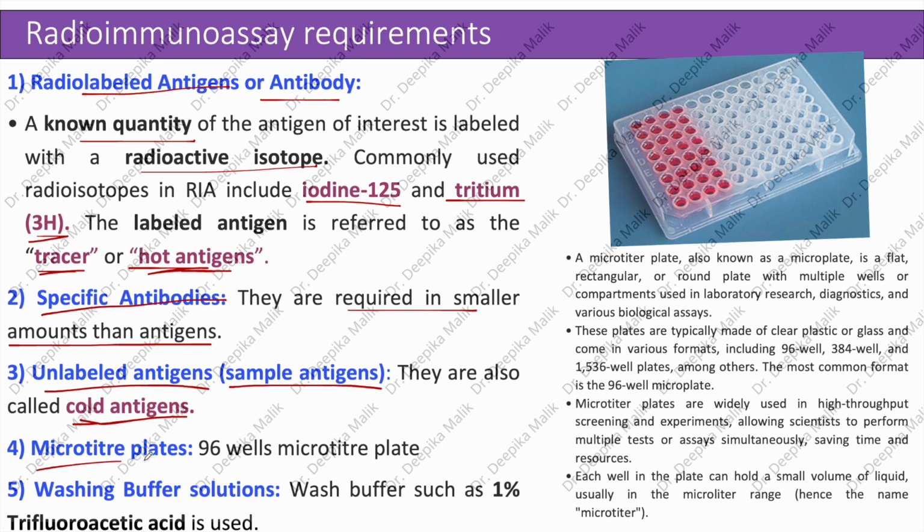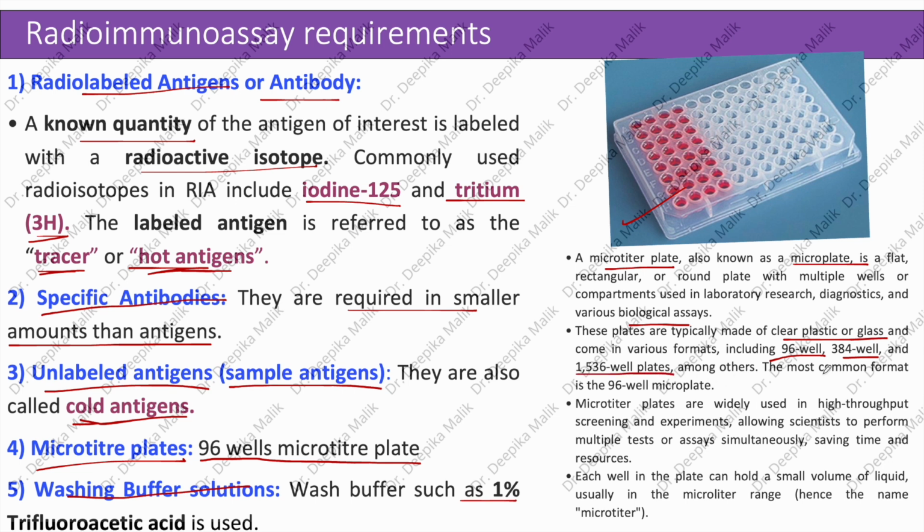Then we need microtiter plates, which is a 96 wells microtiter plate, as you can see in this image. And then we need a washing buffer solution, such as 1% trifluoroacetic acid. Now, as you can see here, a microtiter plate, also known as a microplate, is a flat rectangular or round plate with multiple wells or compartments used in laboratory research, diagnostics, and various biological assays. These plates are typically made of clear plastic or glass and come in various formats, including 96 well, 384 well, and 1536 well plates, among others.